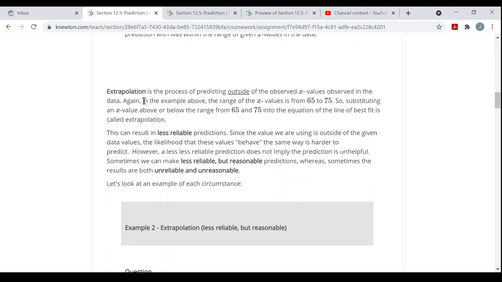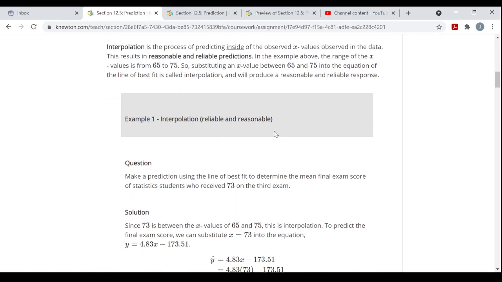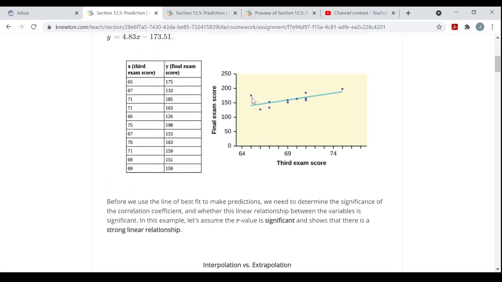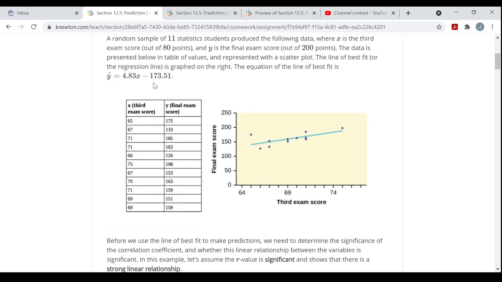Now, extrapolation is the process of predicting outside of the x values observed in the data. Back up here again, the values that are observed, the x coordinates, are from 65 to 75. So if I plug in x values less than 65 or bigger than 75 into this equation, I'm doing what's called extrapolation. I'm making predictions about data that are outside my observed data.